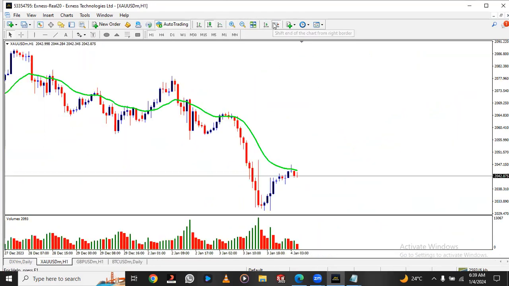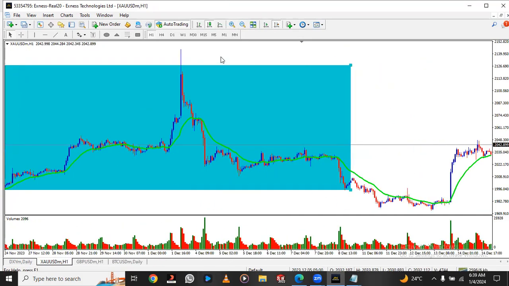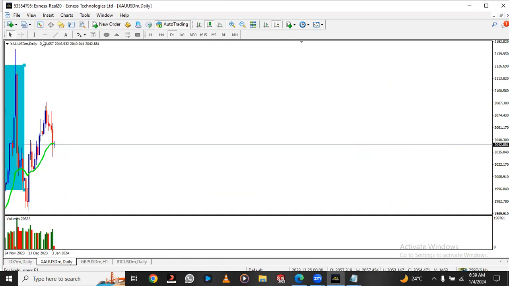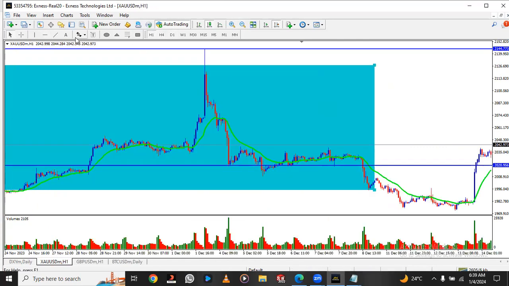The market formed our range from the daily time frame. Now, this is the range. From here, it is actually large, but we'll still use it. From here to this point, this was the range. And in that range, we have a break in the market structure.